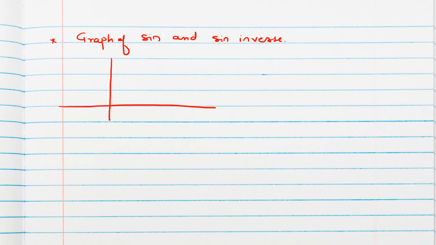So first we will see the graph of sine and sine inverse. We know for the sine function, sine 0 is 0. Okay, suppose this is 1 and this is minus 1. Sine pi by 2 is 1. Then at pi again it will attain 0 value, and at 3 pi by 2, minus 1. Then at 2 pi again it will be 0.